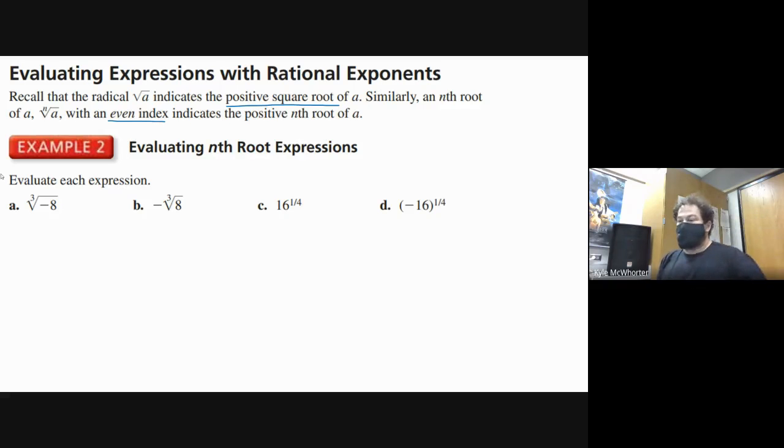So let's look at evaluating these expressions. So when you have the radical sign, you're only going to get one answer. If you have an even root here, you're only going to give the positive answer. So cube root of negative 8, what would you multiply by itself 3 times to get negative 8? Negative 2 times negative 2 times negative 2, so negative 2 to the third power. So the cube root of negative 8 would be negative 2.